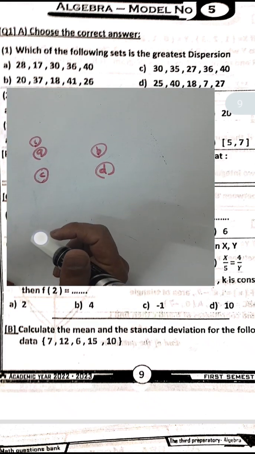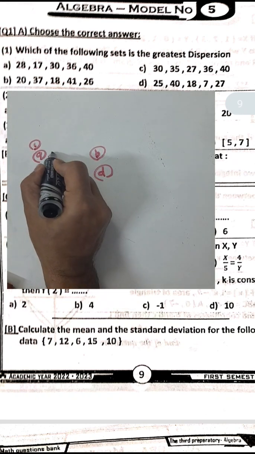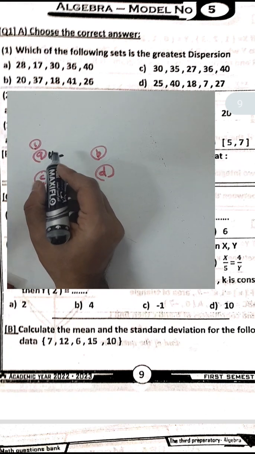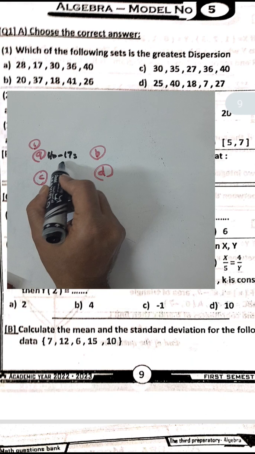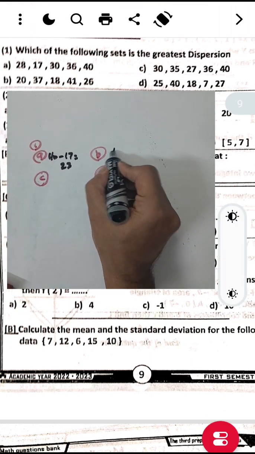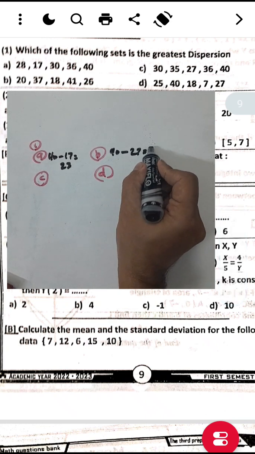Okay, look at letter A. The maximum number here is 40, right? 40 subtract the smallest number here, 17. The result will be 23. And letter B here, greatest number 40, subtract the smallest number here, it was 27. The result will be 13.